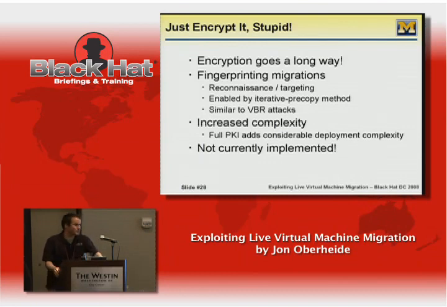So a similar approach can be taken when it comes to fingerprinting migrations. If you can uniquely identify a virtual machine that's being migrated and you know where it's been migrated to, you may be able to target that location or the infrastructure supporting that location in a later attack such as denial of service. This fingerprinting method would be enabled by the iterative pre-copy method, which is a function of the load on the machine and also unique characteristics of that virtual machine and how it actually works.